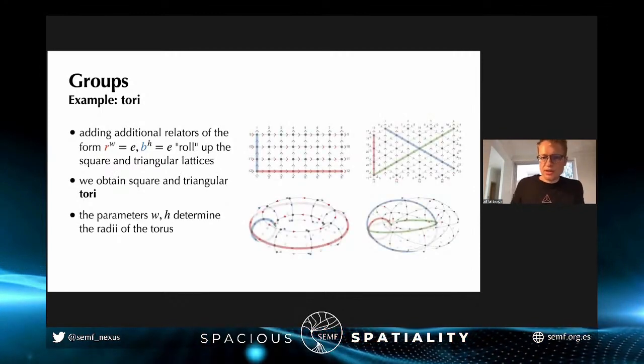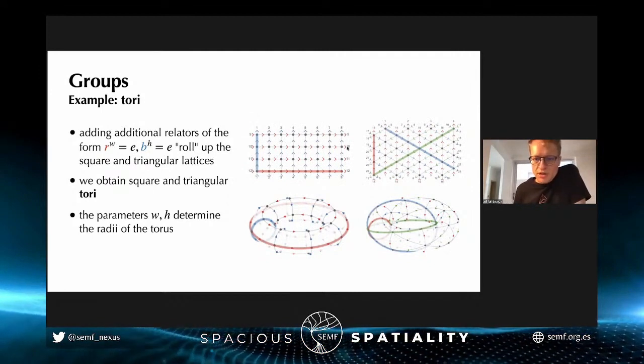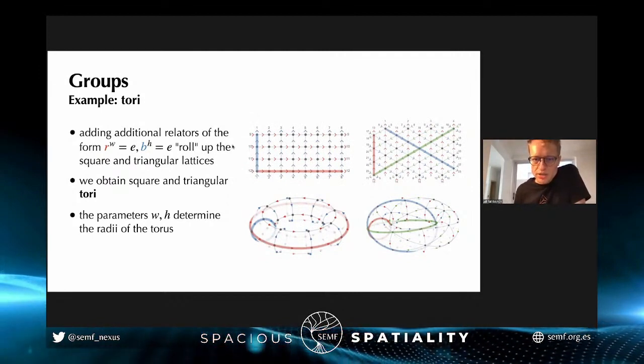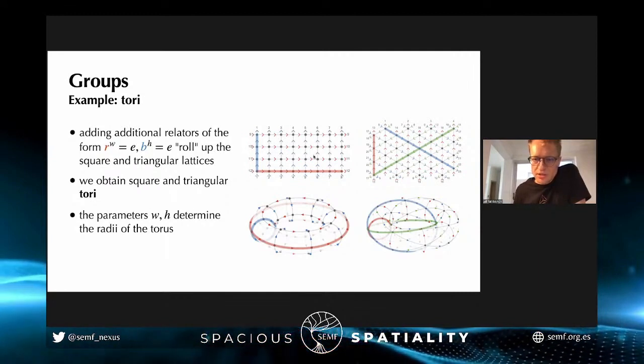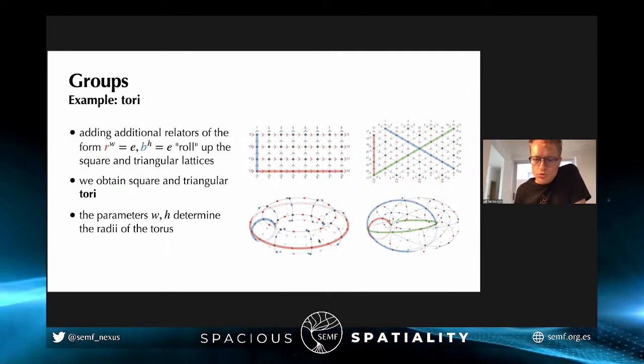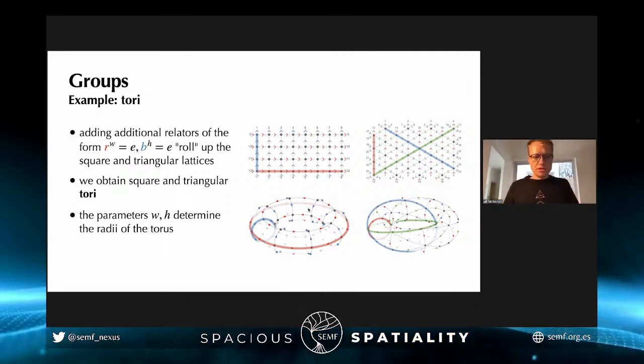Let's see what that looks like. So you can plot them in two dimensions here where they sort of wrap around. You've got little labels here that show you that if you take the R cardinal over here, you end up back at this vertex here. If you take the B cardinal up here, you end up at this vertex here. Or you can put them in three dimensions where they're literally on a torus where those properties are respected.